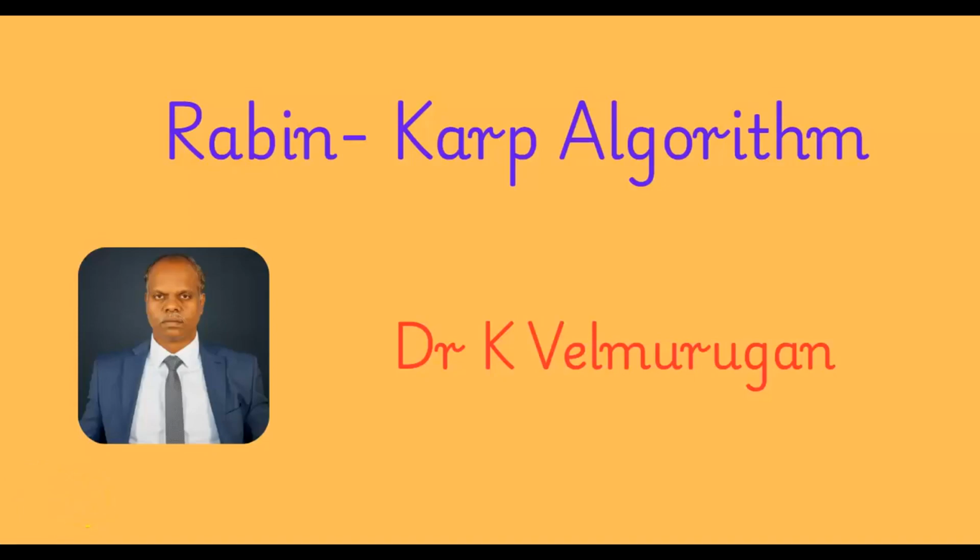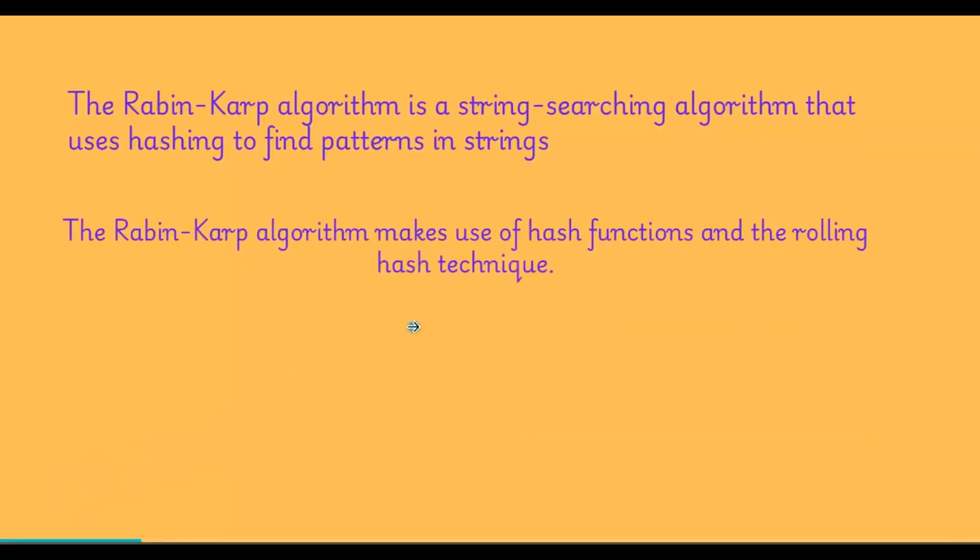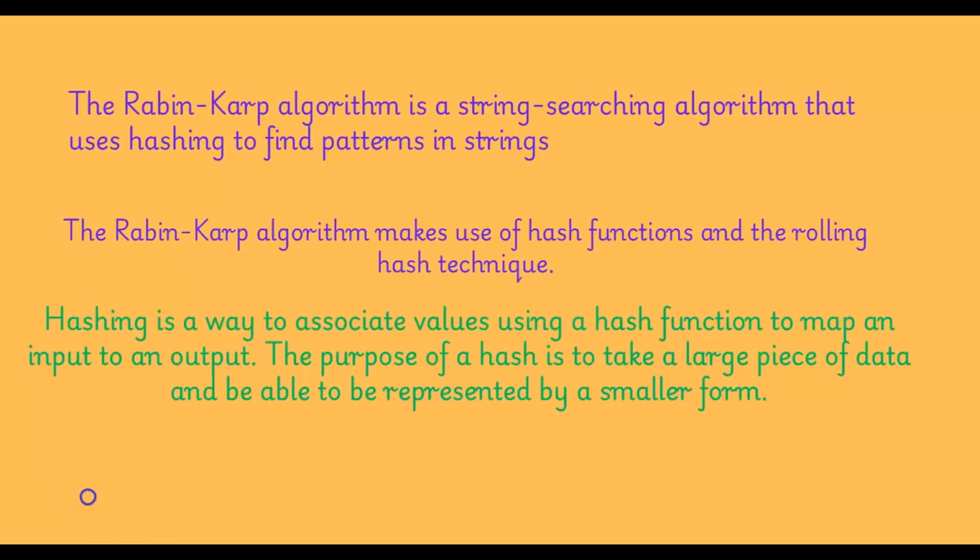Hi friends, let us discuss the Rabin Karp algorithm for string searching or pattern matching using the hashing technique. The Rabin Karp algorithm is a string searching algorithm that uses hashing to find patterns in strings. This algorithm makes use of hash functions and the rolling hash technique to find patterns in strings. Let us see what is hashing.